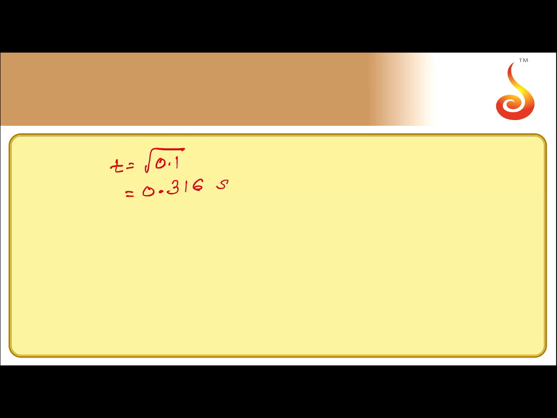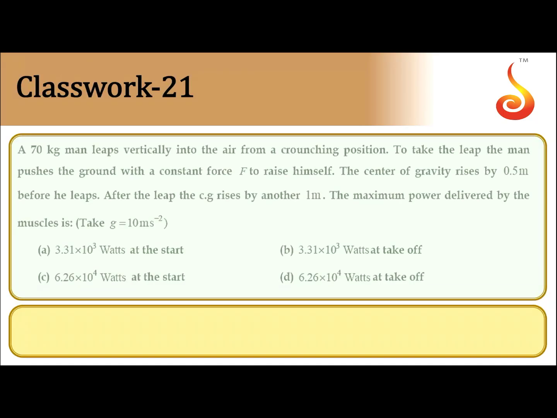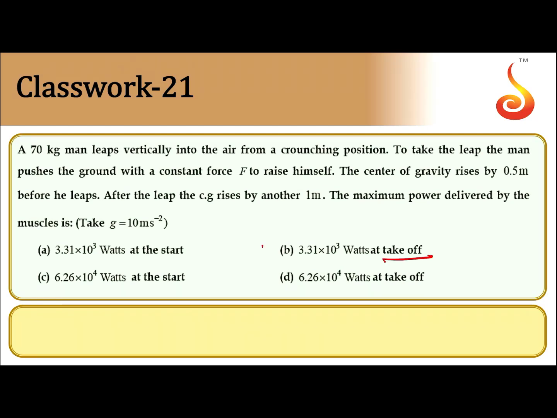So upon simplification we get power dissipated as work done divided by time. Work done is 1050 divided by the time taken, 0.316, and it reduces to 3.3 into 10 to the power of 3. So during the takeoff, the power dissipated is 3.3 into 10 to the power of 3 joule per second, that is watt. So 3.3 into 10 to the power of 3 watts at the takeoff.